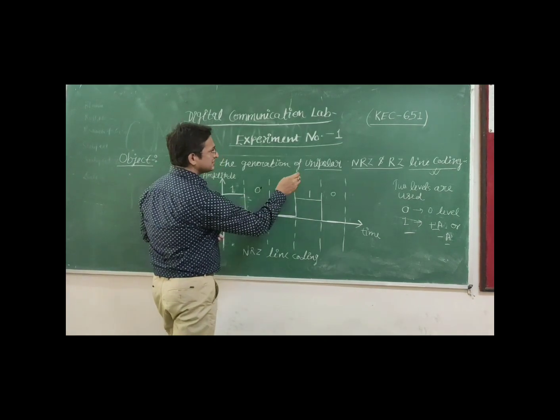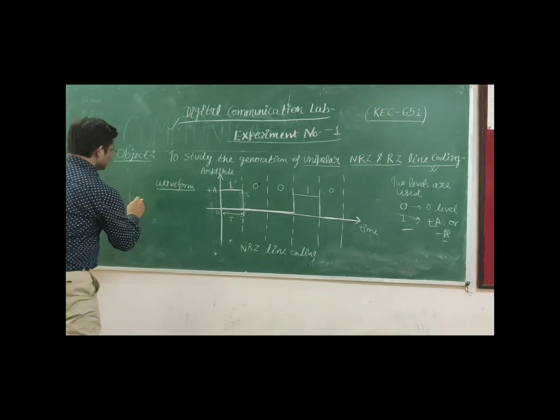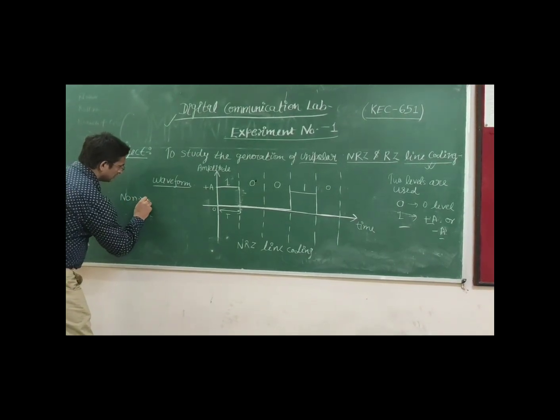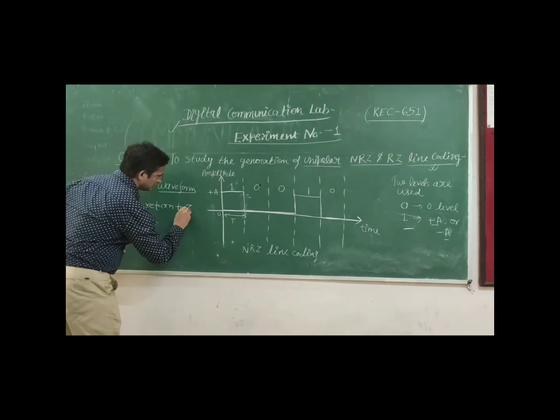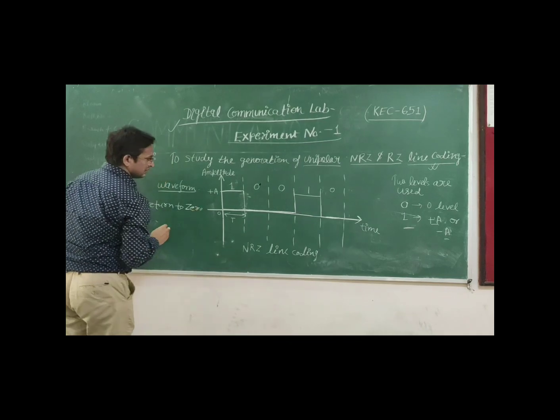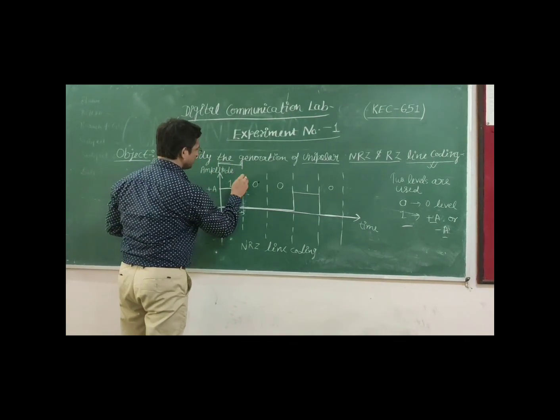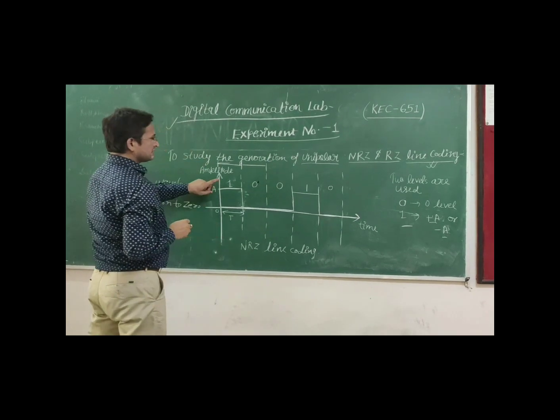So this is the NRZ scheme. NRZ means what? Non-return to 0. This is the bit pulse duration, the pulse duration for an individual bit. This is for 0, this is for 1. Okay, so this is NRZ.